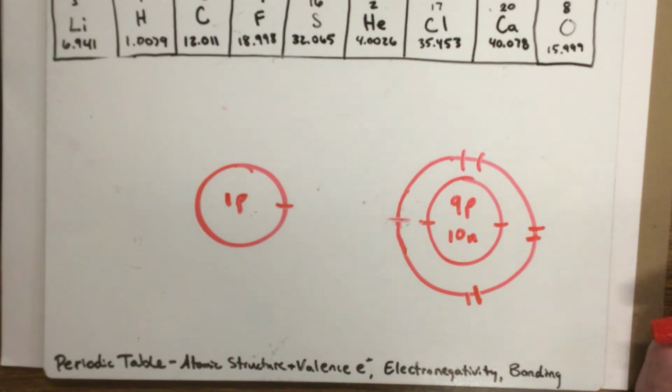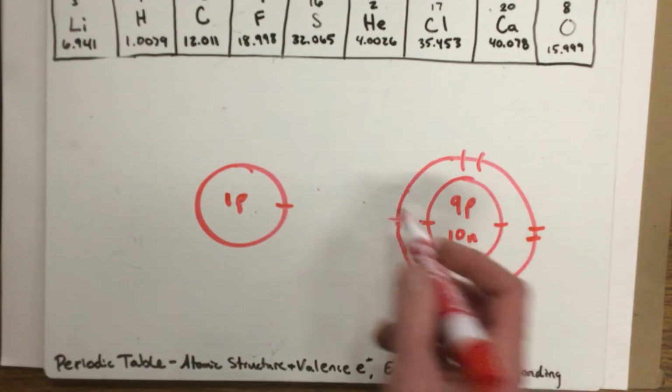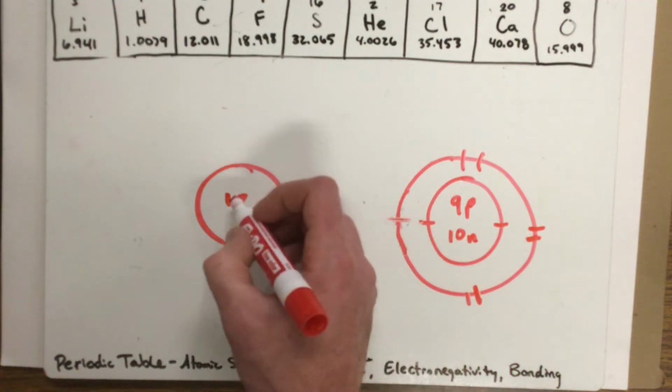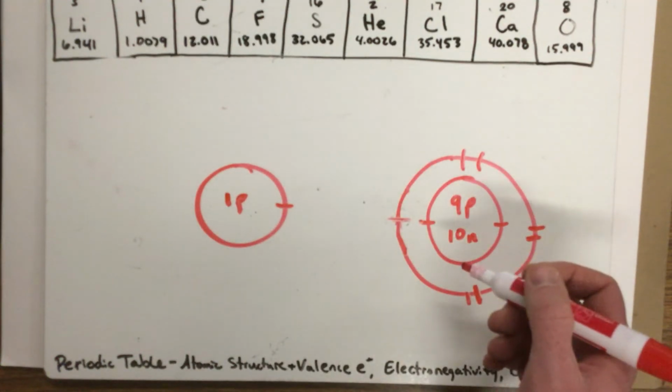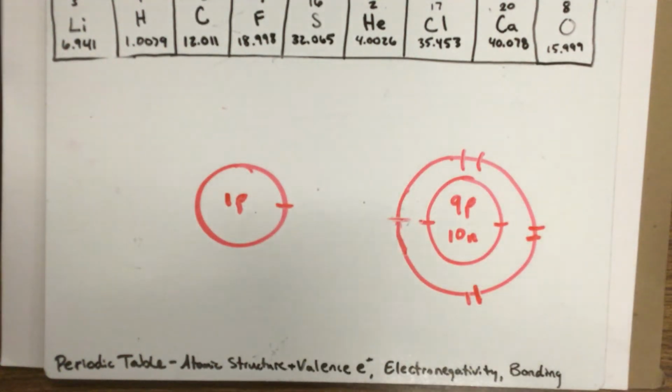Well, you could say it could lose, and then they would be attracted by this one having a positive charge and this one having a negative charge. So hydrogen would lose and fluorine would gain. Or you could say they could share.